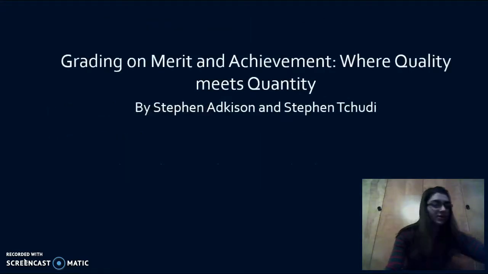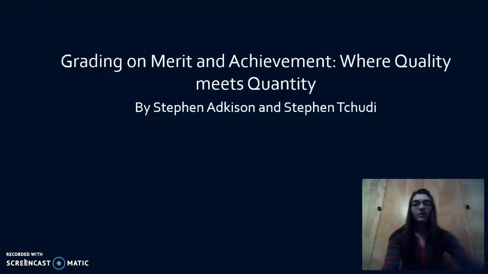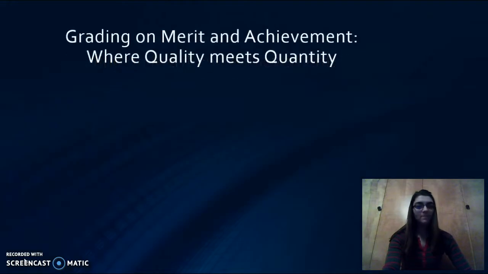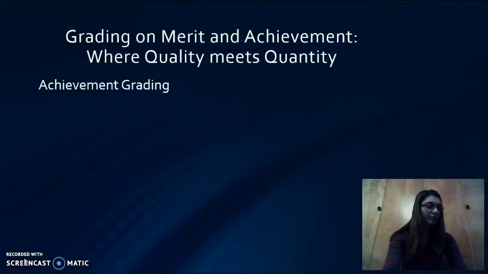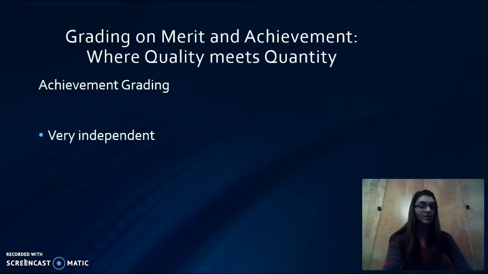Moving along to the next chapter, Grading on Merit and Achievement, Where Quality Meets Quantity by Stephen Atkinson and Stephen Tucci. The first thing they propose here is achievement grading. Achievement grading is described as a means of grading where higher grades are awarded to students who dig deeper into ideas and topics than their peers. Grading is pass-fail, credit or no credit, and credit is given based on the quality, the thoroughness of one's work, and the quantity, the amount of work completed.